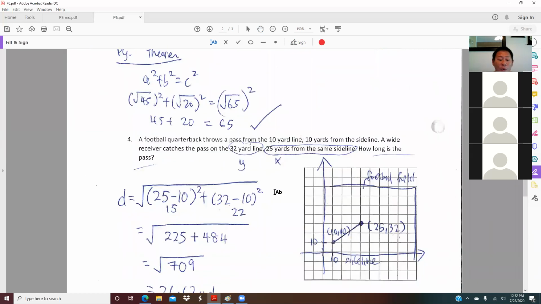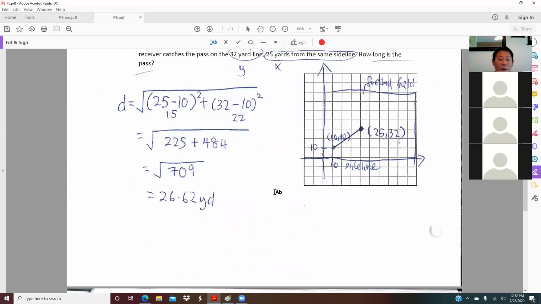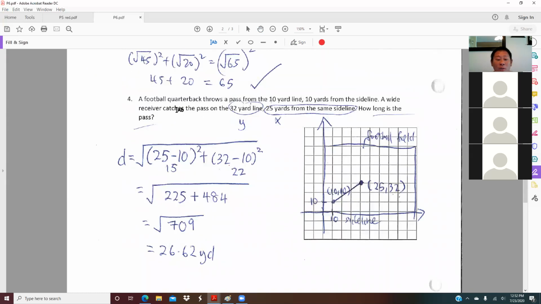The same thing happens in question 4. This is where they want you to throw. So a quarterback is on the 10-yard line, 10 yards from the start line, which means a coordinate of 10, 10. And it is received by a wide receiver on the 32-yard line, 25 yards from the start line. So the coordinate here is 25, 32. The start line is always your x in this case. And the question is asking how long the pass is. So you just need to do the distance formula.